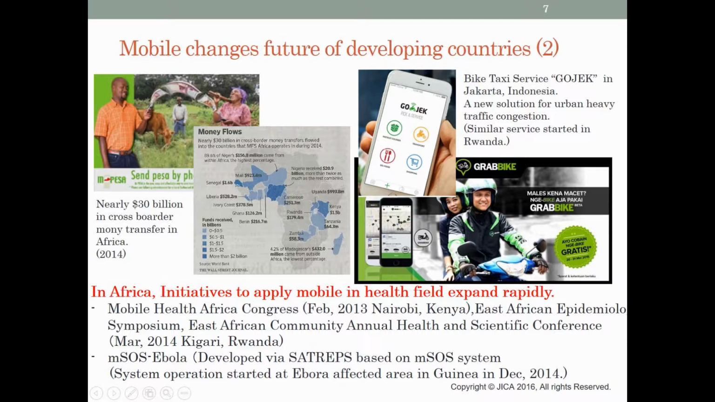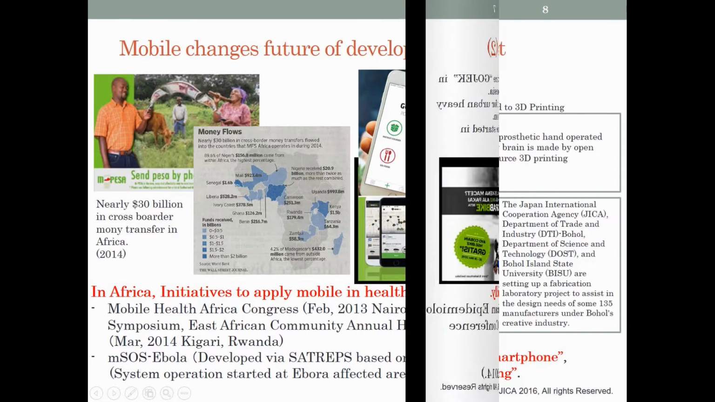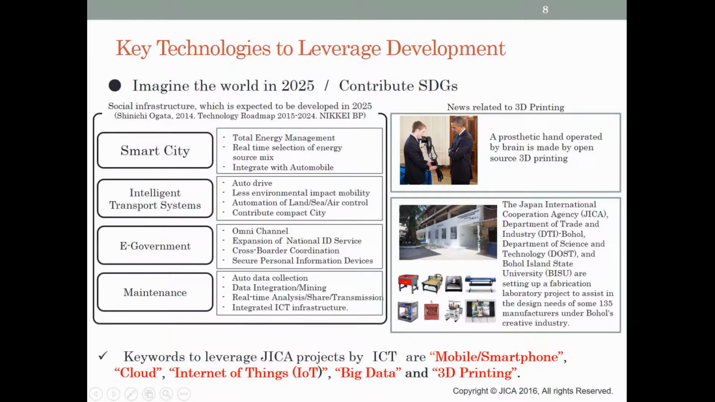Also in Africa, initiatives related to mobile health are expanding very rapidly. In the JICA project, the project developed a mobile-based alert system named MSOS, which I will introduce later. So we can see many cases of use of ICT as a solution in the developing countries nowadays.